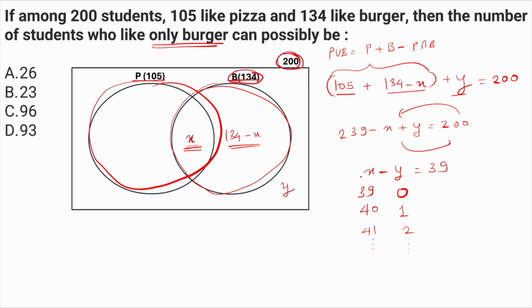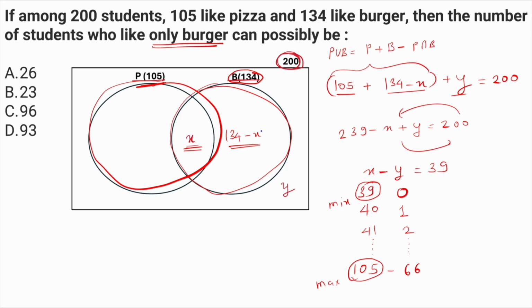The max value X can take here will be 105. Since there are only 105 people who like pizza, the maximum common you can take is only 105. So when X is 105, in that case, we'll have some value of Y. You can calculate it. Actually, it's not required, but you can just figure it out. It'll be 66 in this case. 105 minus 66 shall give you 39. So let's look at the minimum and maximum possible value of X here. X can be minimum 39 in this case, and X can be maximum 105 in this case.